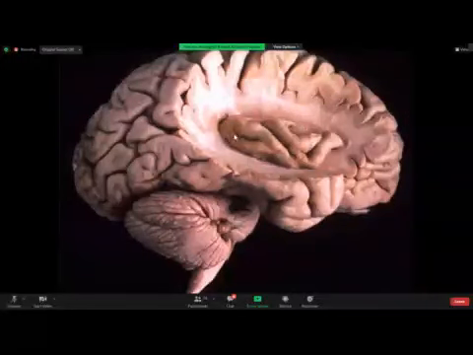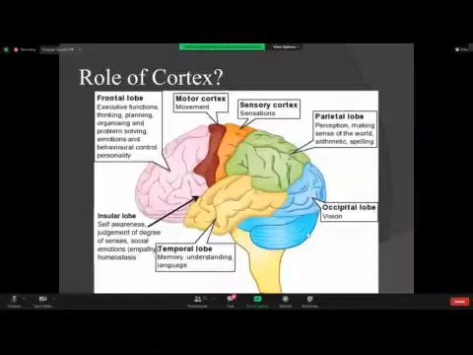This is always something that the students forget. We ask them how many lobes there are, and they say frontal, parietal, temporal, occipital, that's the end, but they always forget the insular lobe, which is tucked into these two. It is a very specialized region. It plays a very significant role in our body, and it functions accordingly.